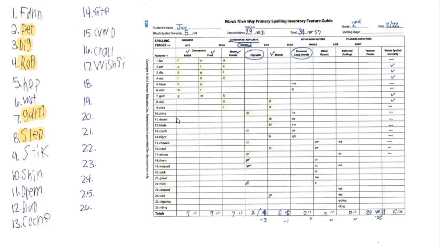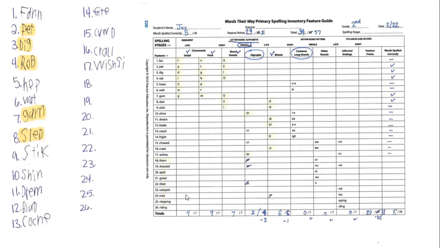So if you look again, just to continue on, you do this for each of the words that you're analyzing. Let's look at another one before we go on. For example, dream, number 11. So he got the DR correct in dream. And so this is highlighted under the blends that he got correct. However, he didn't get the EA. And so the common long vowel, he did not get a score for that one. And so you're doing that for each of the words.